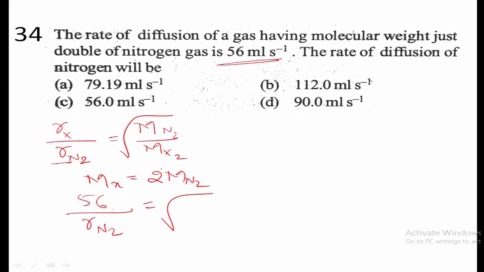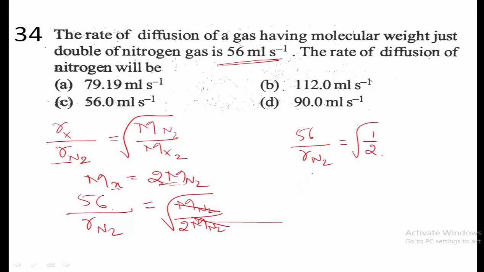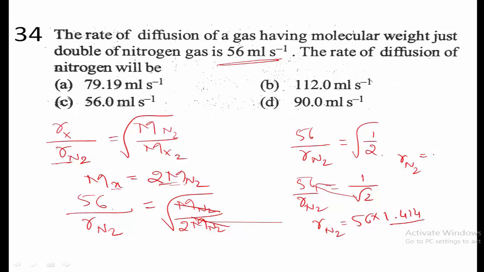It is equal to square root of mN2 divided by mX2. With molecular weight of X twice that of N2, the molecular mass of nitrogen gets cancelled out. So 56 divided by rate of diffusion of nitrogen is equal to square root of 1 divided by 2, that is 1 divided by root 2. So Rn2 is equal to 56 into 1.414, because root 2 is cross multiplied and its value is 1.414. So Rn2 is equal to 79.19 milliliter per second. So option A will be the correct one.